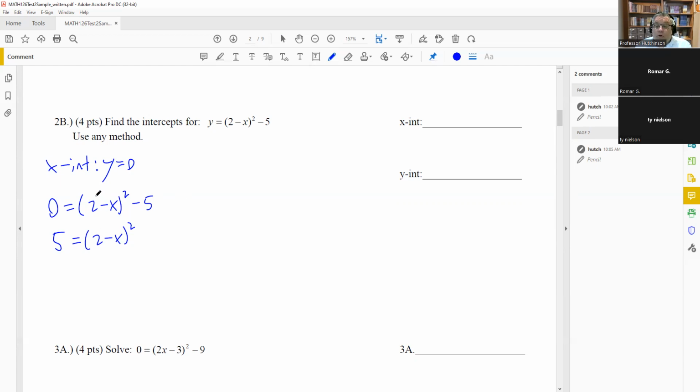Then you're going to square root both sides. When you square root the part that doesn't have the x on it, don't forget you're going to put a plus or minus on it. So we're going to do plus or minus square root of 5. We have the square root of 2 minus x squared inside here.